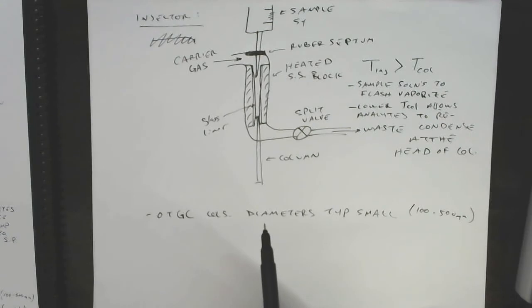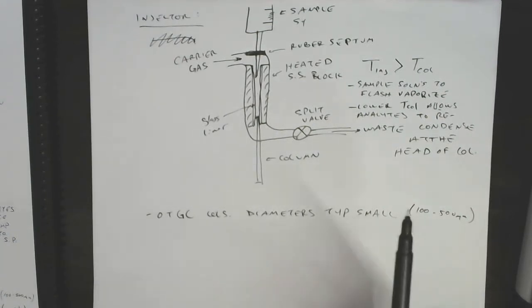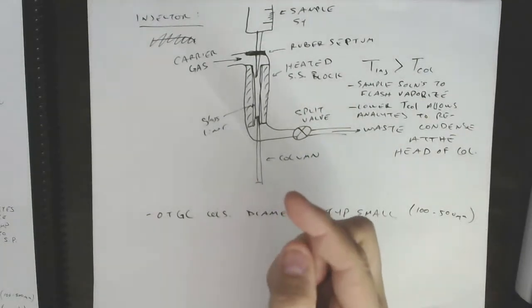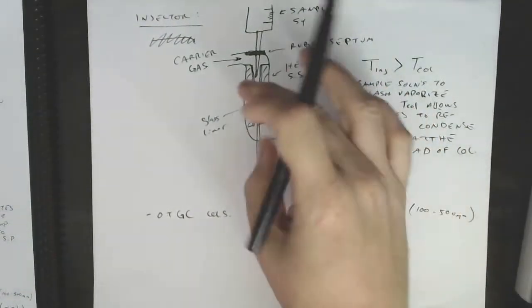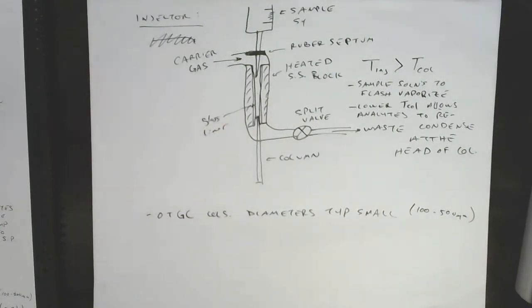We talked about extra column band broadening, right? One of those terms was sigma injector. The band broadening associated with how big your sample plug is. You want that sample plug to be as small as possible so that you minimize that sigma injector. But if you inject a large volume onto this thing, you're going to get a really long sample plug. So you're going to kind of erode some of your performance that way.